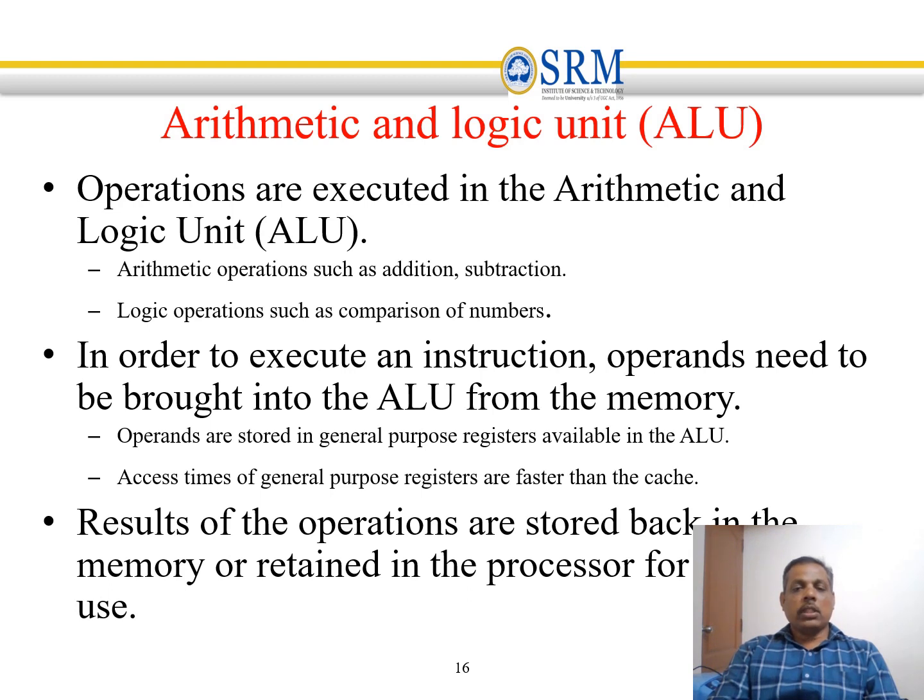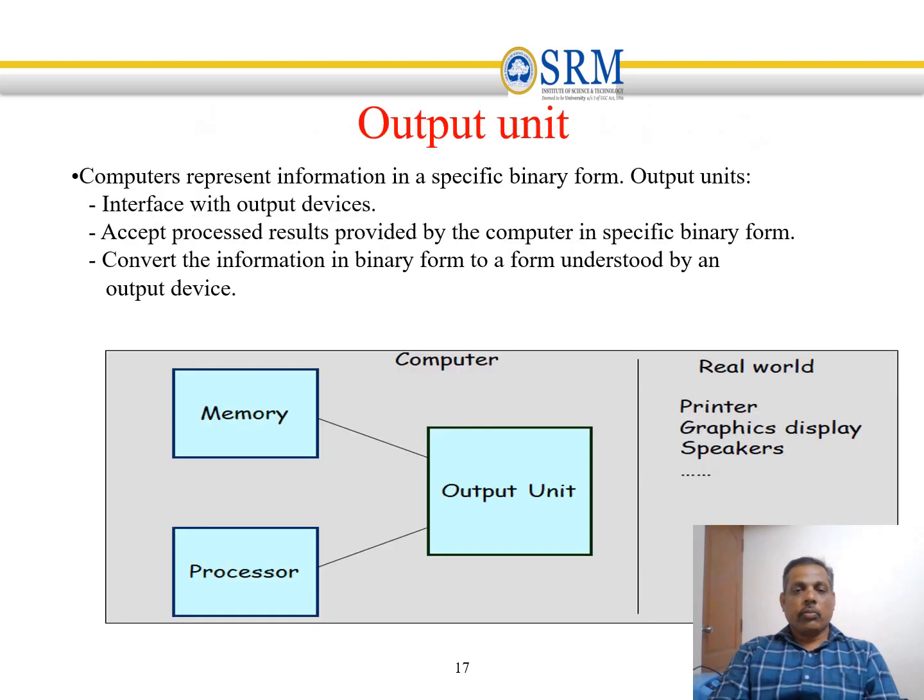Mainly, the general purpose registers are used to store the value or data or operand transferred from memory. And the output unit is normally used for viewing the result of the operation which is done at the ALU.